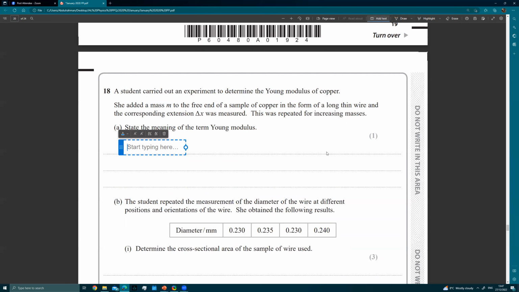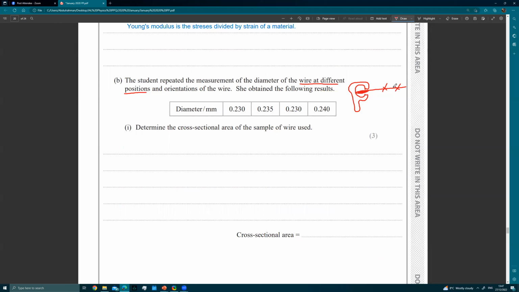The student repeated the measurement of the diameter of the wire at different positions. And you should remember from the required practical, the reason you do this is because it makes your answer more reliable. Because maybe one part of the wire is slightly thicker than the other part of the wire. So you just want to use your micrometer at different positions. And also, sometimes you might end up squeezing the wire a bit too much. So you're compressing the wire, meaning you get a smaller diameter than the actual diameter of the wire. So it makes sense to measure at different positions and then work out an average, which is what she did.